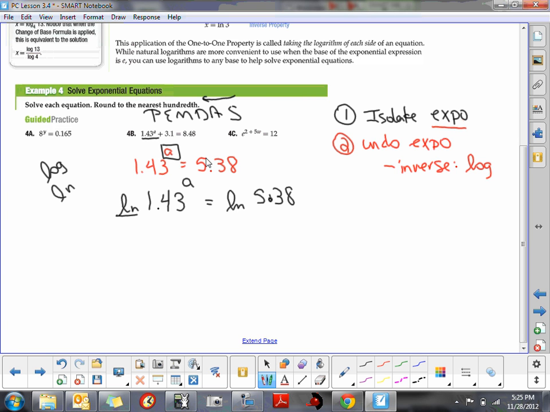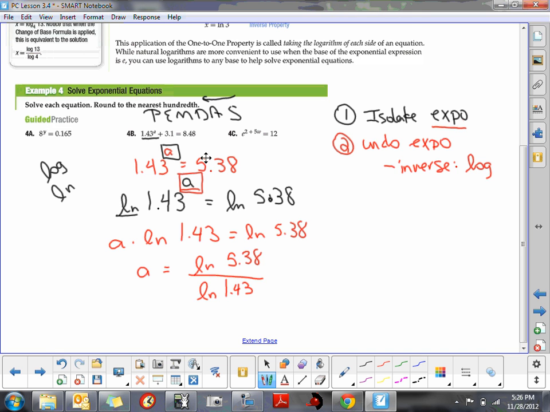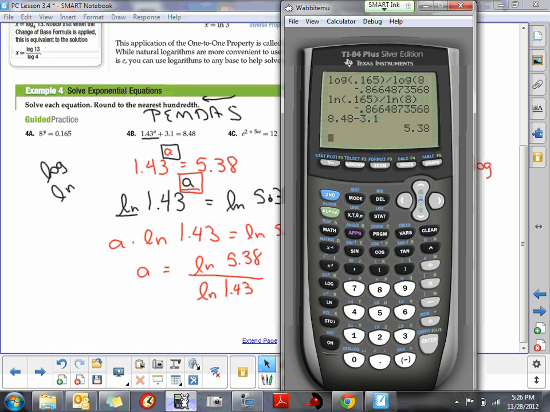Followed by the log property of equality, you're almost always going to follow that with your power property of logarithm. So the log of the power is the power times the log. So a times the natural log of 1.43 equals the natural log of 5.38. Now I want to get a by itself. To get a by itself, I simply divide by the natural log of 1.43. So natural log of 5.38 divided by the natural log of 1.43. That's our calculation. We round it to the nearest hundredth and we're set.